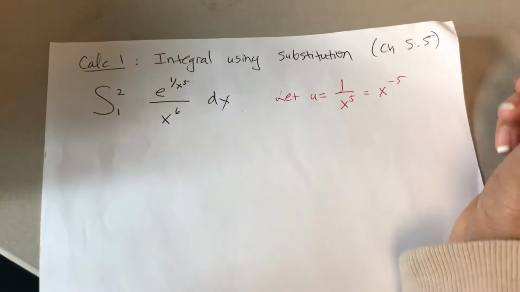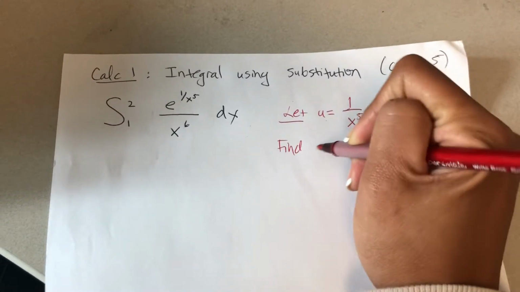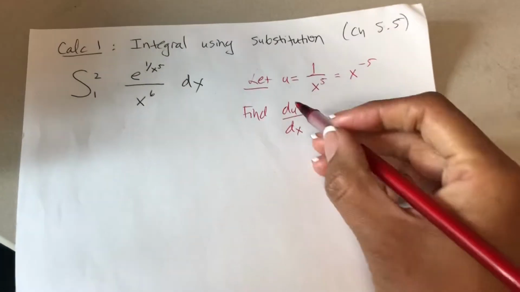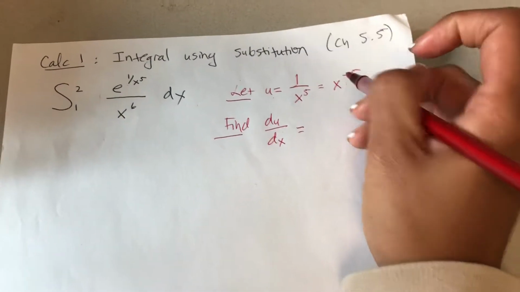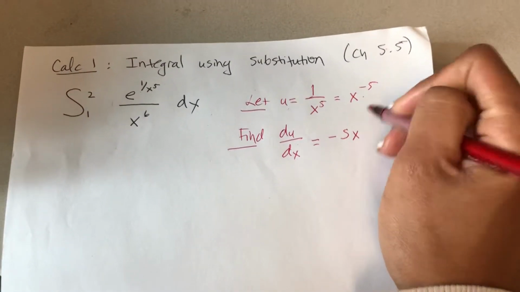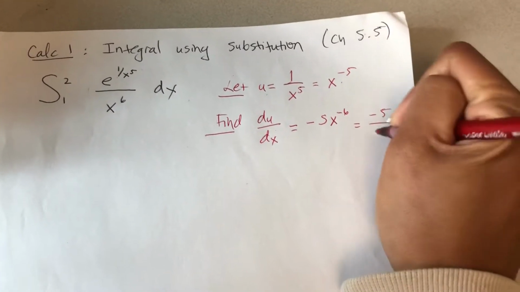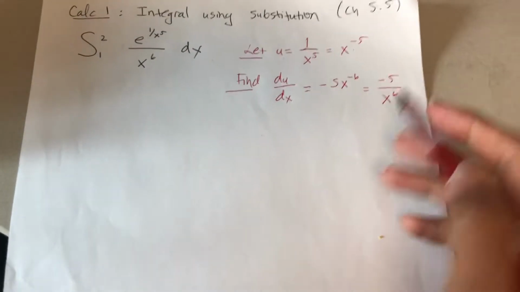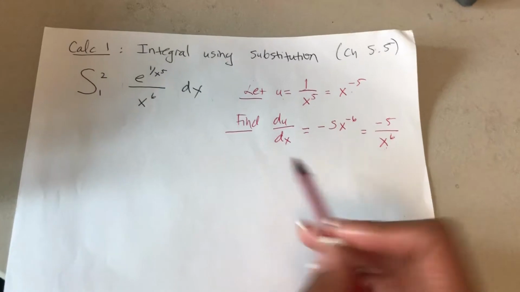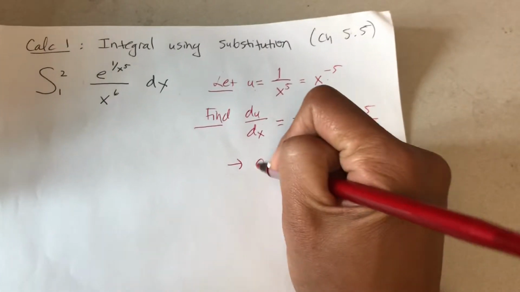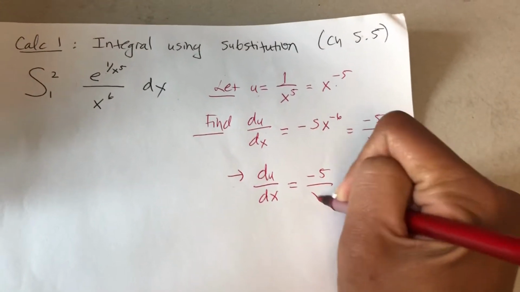negative 5. Whenever you let u equal something, you always want to find du/dx, the derivative of u with respect to x. The derivative of this is negative 5x, and you subtract 1 from the exponent, negative 6. In other words, negative 5 over x to the 6th power. And I'm kind of happy because I see this x to the 6th right there. Just to make this look super obvious, du/dx is now equal to negative 5 over x to the 6th.